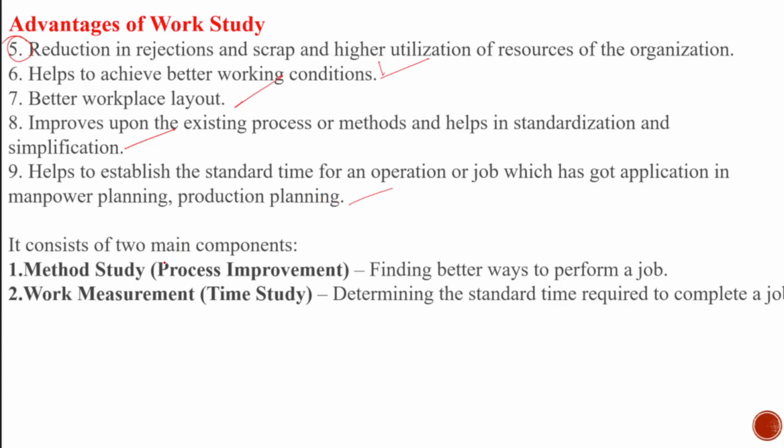Now this work study consists of two main components. First is method study. So finding a better way to perform a job. So studying a method, or in other words, we can say a process improvement. Then work measurement, that is time study, where determining the standard time required to complete the job is done. Now, one by one, we'll understand method study and work measurement.